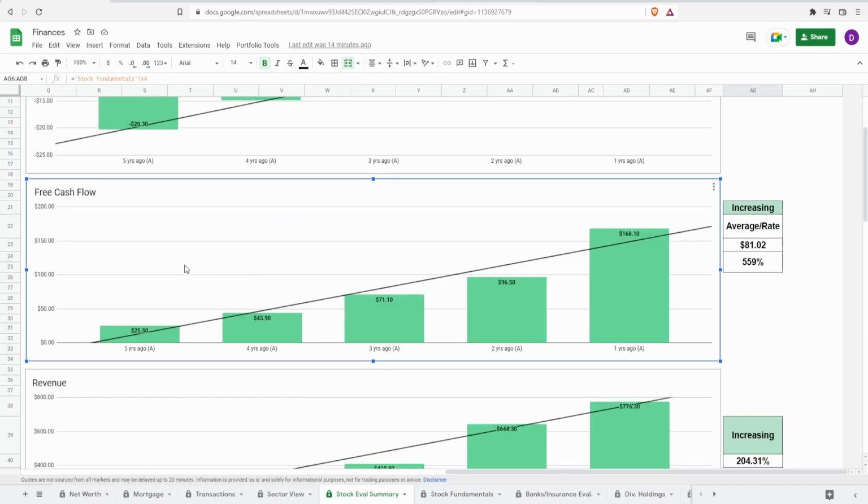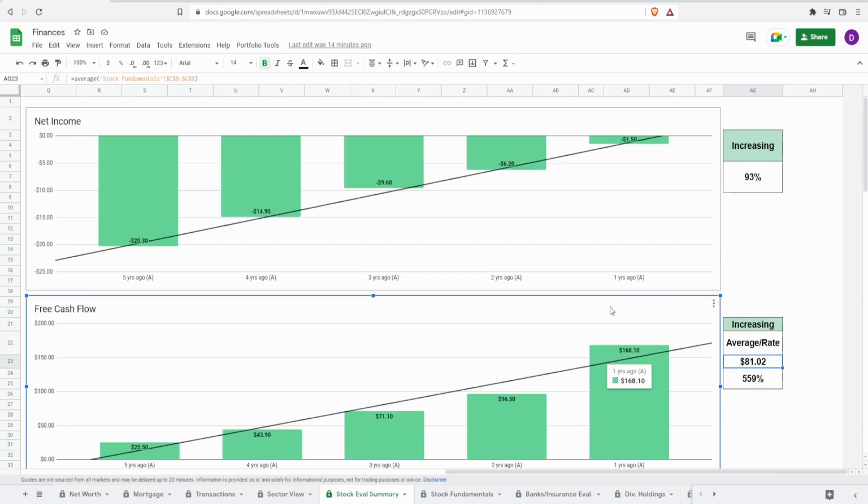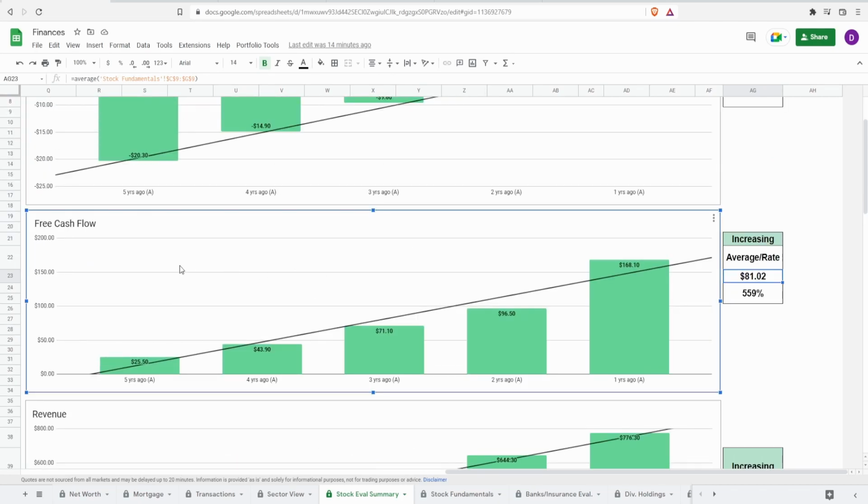Now coming into the cash flow, this is the lifeblood of the company: cash from operations less your capital expenditures. 5 years ago of $25.5 million to 1 year ago of $168.1 million. That is an increase of 559% with an average 5-year free cash flow of $81.02 million. This is significantly better than their net income. It almost looks like the complete opposite. It is increasing year over year, which is really, really good to see, and it's also very consistent as well.